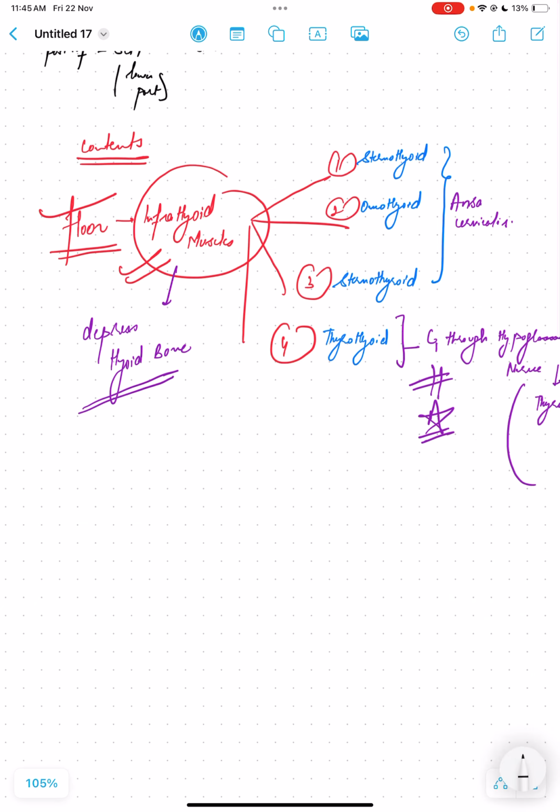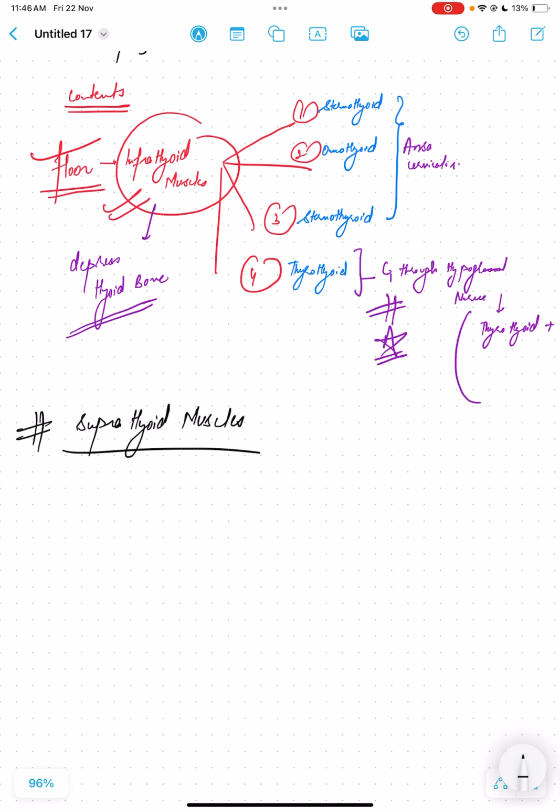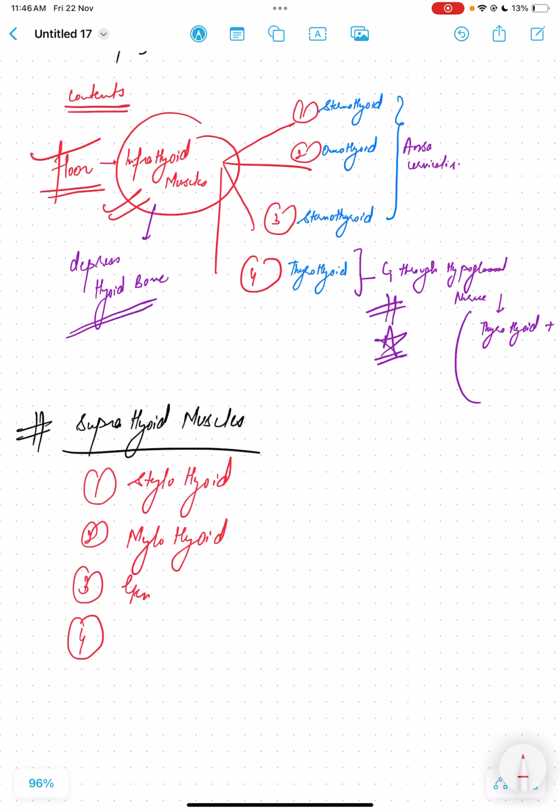So next what we are going to study is about the suprahyoid muscles. Suprahyoid muscles are also of four types that you should remember. The first one is stylohyoid, then mylohyoid, geniohyoid, and the anterior and posterior bellies of digastric, that all of you should remember.